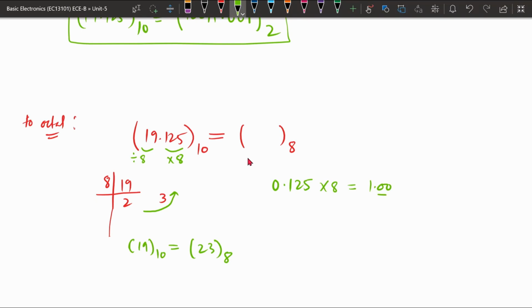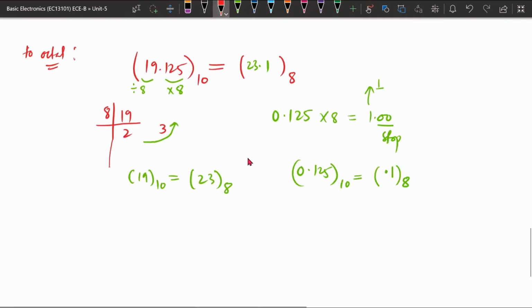So once it is 0, we will stop here. We need to multiply further, and this representation will be 1. So 0.125 in decimal can be represented by 0.1 in octal. So just by combining, 19.125 will be represented by 23.1 in case of octal.